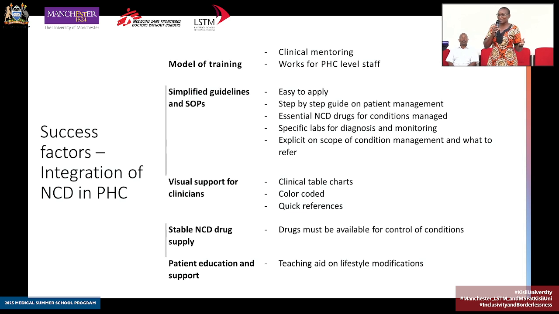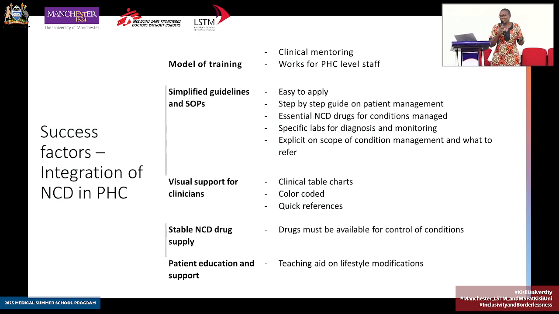Yesterday we were talking about sickle cell. If I find myself today in a sickle cell prone region, I may not even know what to do, yeah, because we have regional conditions, regional problems. So it's good always to have a program for training. Clinical mentoring worked well for us, and towards the end, we had quite a number of people who were trained and were able to manage NCDs at that level.